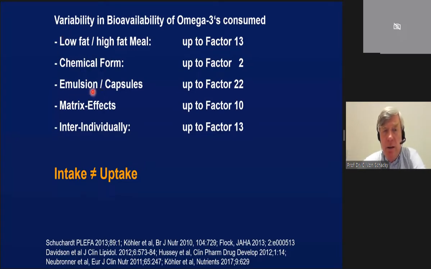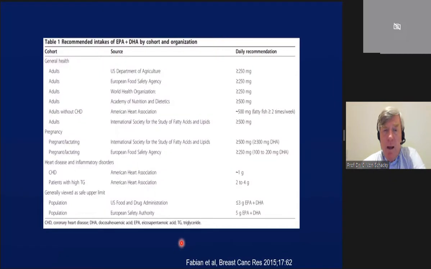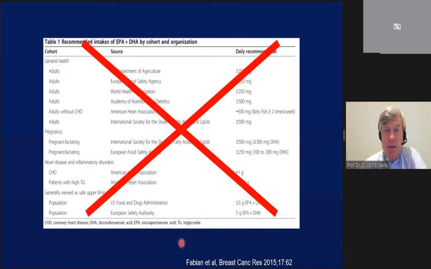Emulsion is important. Something we call matrix effects are important, and there is a large variability from person to person in how bioavailable omega-3 fatty acids are. In other words, intake doesn't have much to do with uptake. Individual bioavailability is not predictable because of that factor 13, and you need to individualize dosing of omega-3s. So these recommendations, they mean well, but on an individual level, they're basically useless.